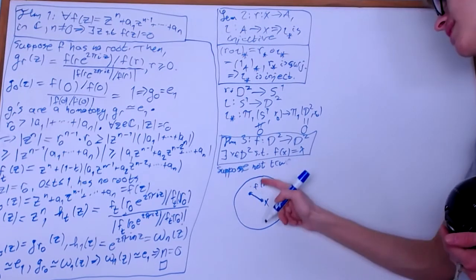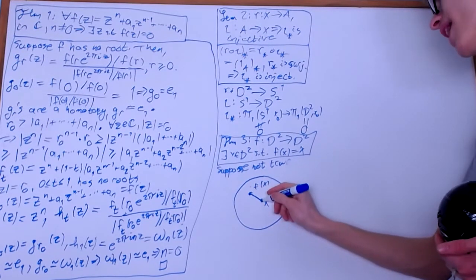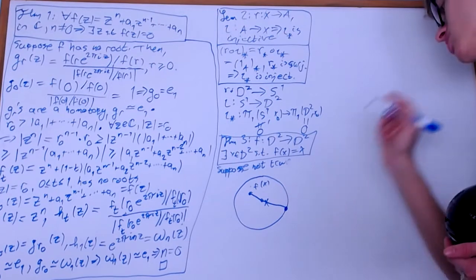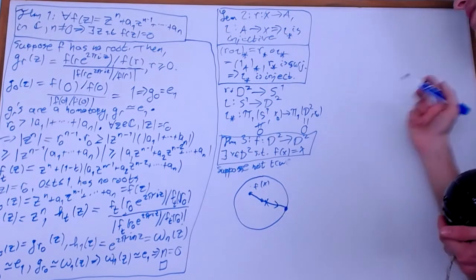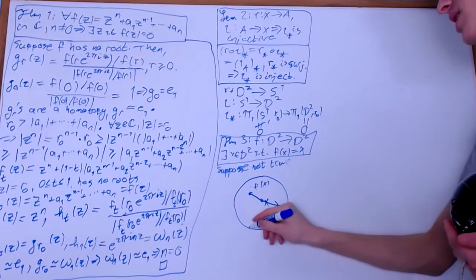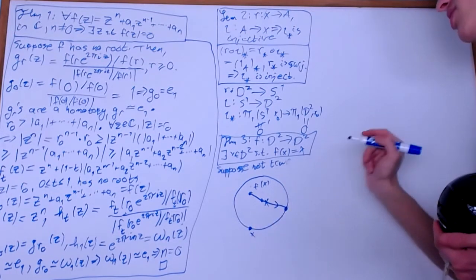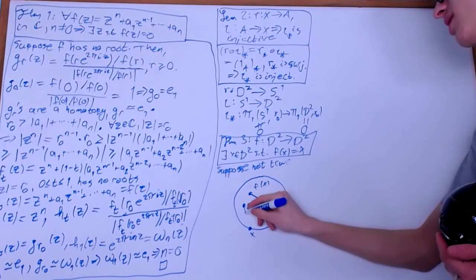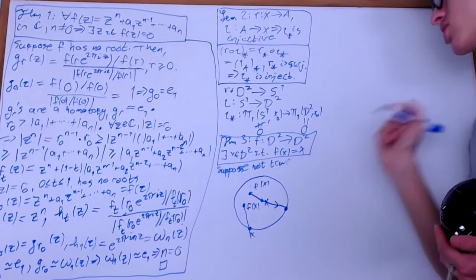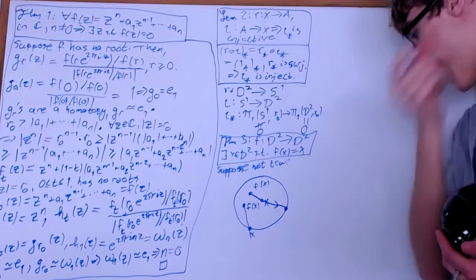So we do the ray that starts at f of x, goes through x, and then you look at that ray's intersection with the circle. And the reason I do f of x to x is because if x is on the circle, no matter where f of x ends up, the line will always intersect the circle, the boundary, at x.